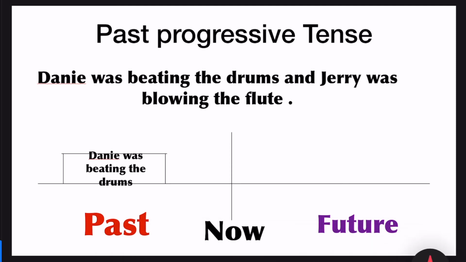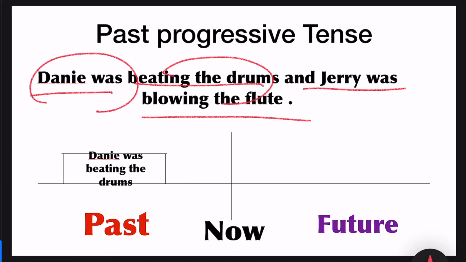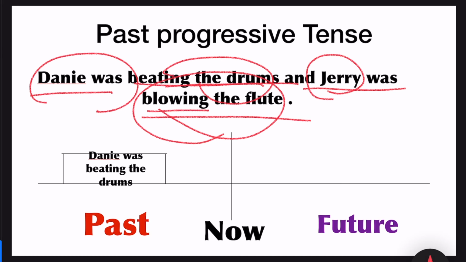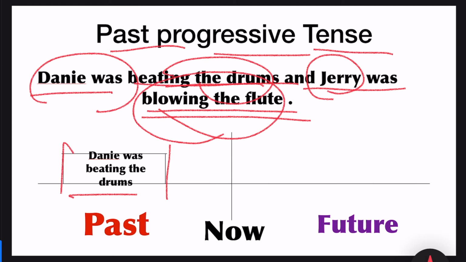Look at this example. Danny was beating the drums and Jerry was blowing the flute. Here, two actions are happening at the same time in the past. First action, Danny was beating the drums. And the other action, Jerry was blowing the flute. Beating the drums and blowing the flute are two actions happening in the past. They began in the past and continue to some point in the past. So, to express this action, we have used past progressive tense.